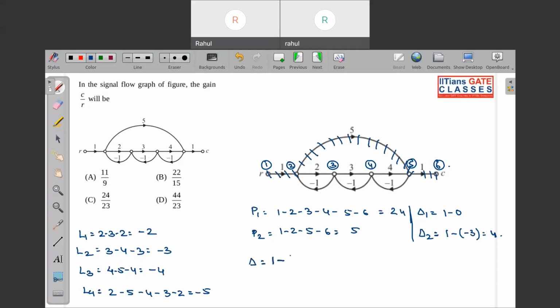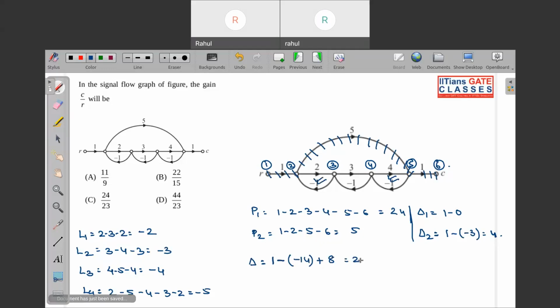So that will be 1 minus individual loop gain. So minus 5 minus 9 minus 5. So that will be minus 14 plus sum of product of two non-touching loops. So this loop and this loop is non-touching. So that will be plus 8. So we have over here is what?